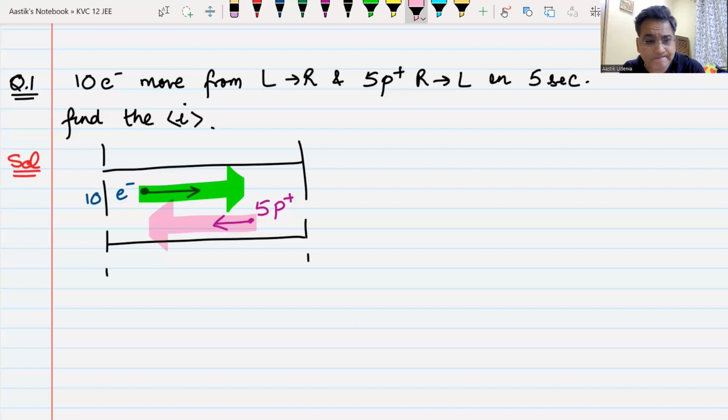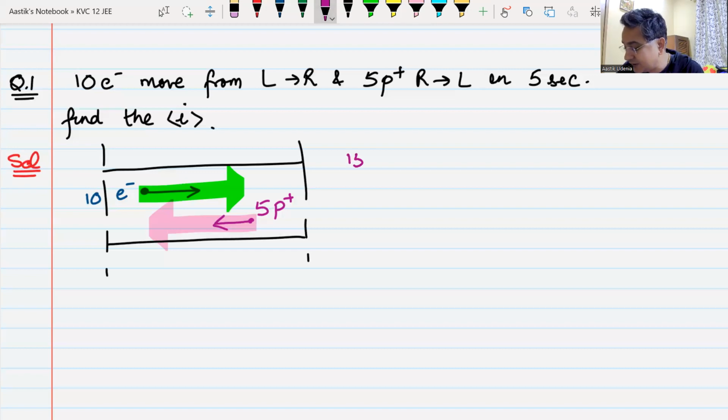No one knows this? Okay, I'll tell you. So difficult a question, I think. 15 protons are flowing from right to left, or 15 electrons are flowing from left to right. Is it difficult to understand this? No, I don't think it is difficult to understand.